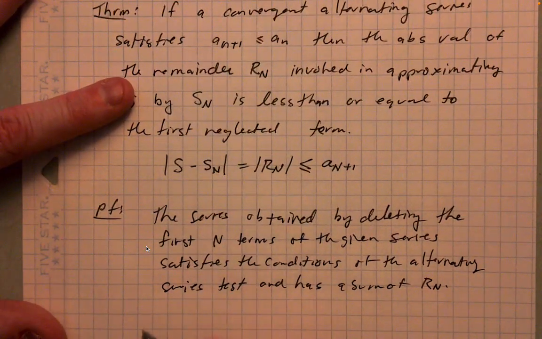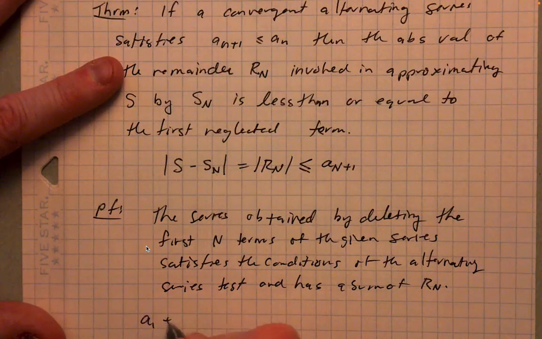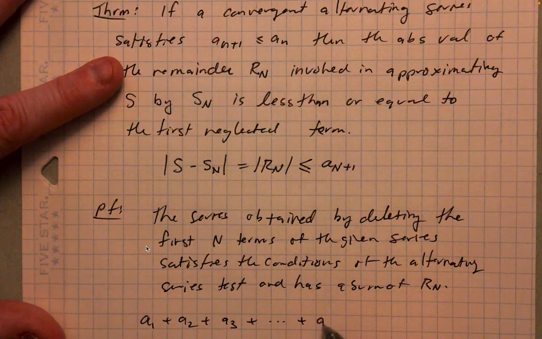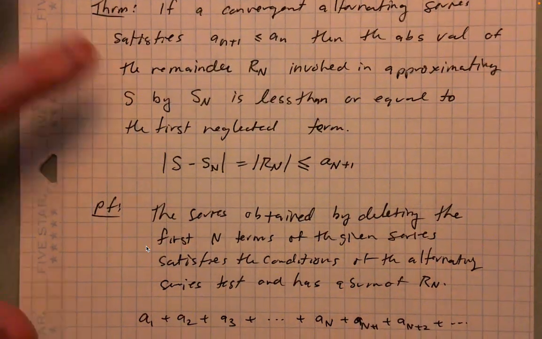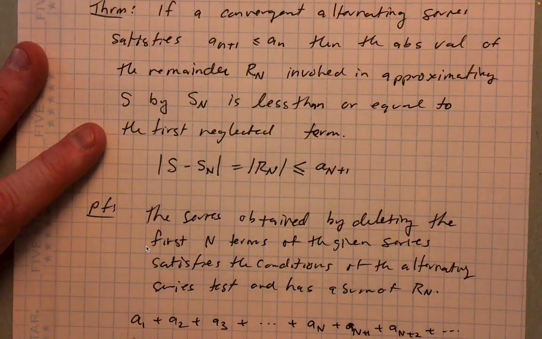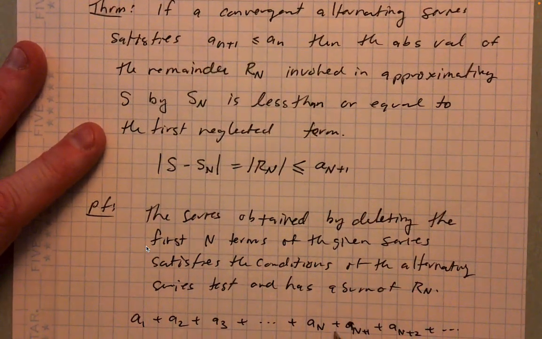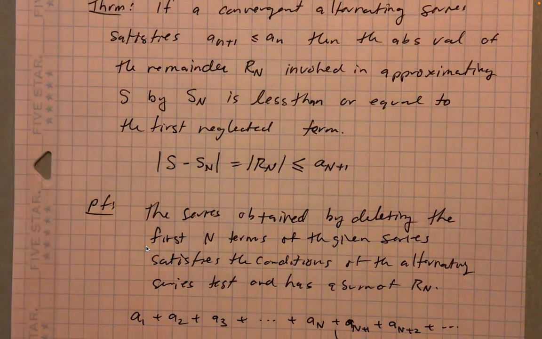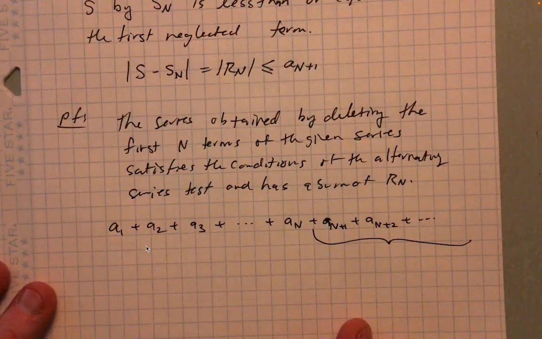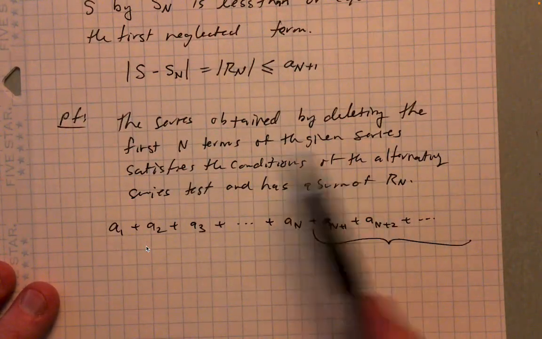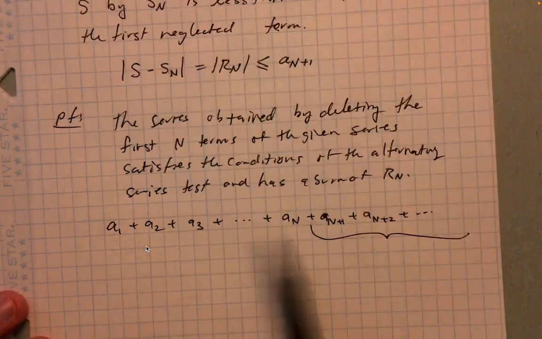Right, so if I've got the sum, I've got my a1 plus a2 plus a3 plus dot dot dot plus a of big N plus a of big N plus 1 plus a of big N plus 2 plus dot dot dot, right? So the series obtained by deleting the first n terms is basically everything over here. So when I delete these terms, I'm left with this.